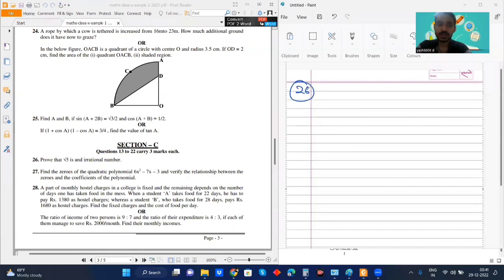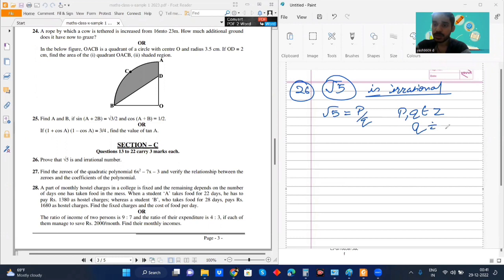Next, question number 26. We have to prove that root 5 is an irrational number. So let us consider that it is a rational number in p by q form, where p and q belong to integers and q is not equal to 0.